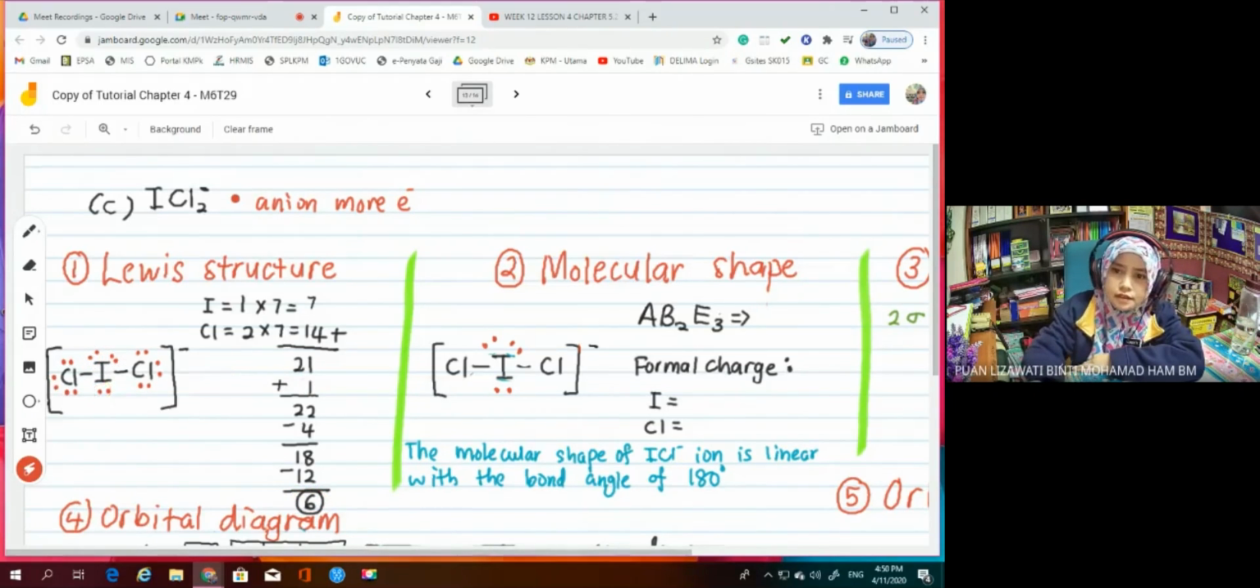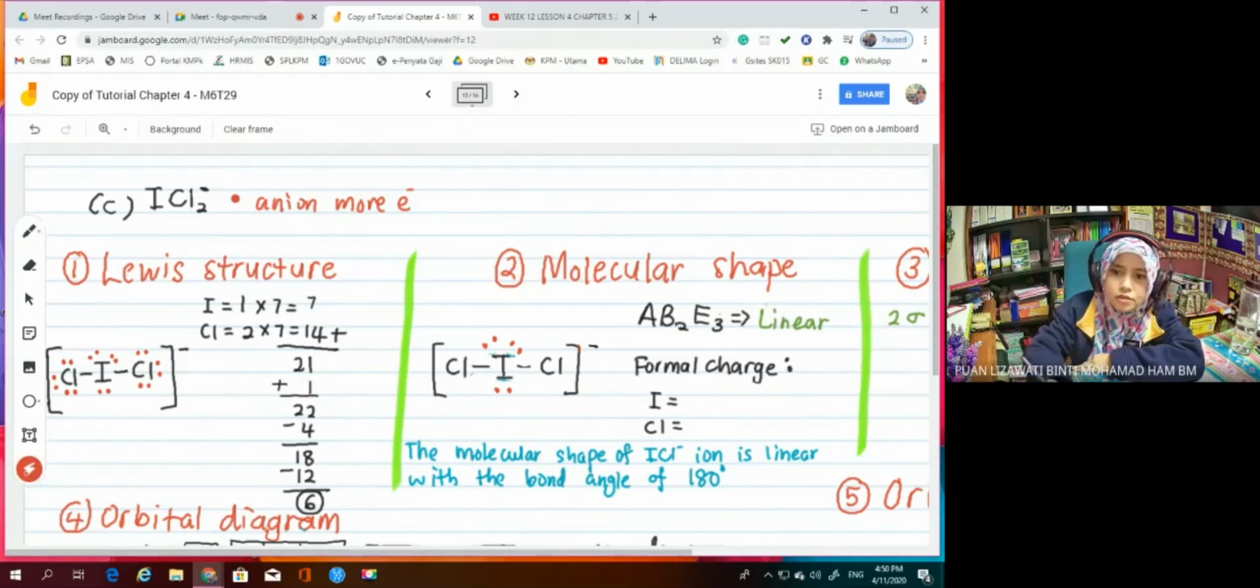Okay, next, molecular shape. First you have to identify the class of molecule. Refer back to the Lewis structure. We have 1, 2 bonding pairs with 3 lone pairs of electrons, so the class of molecule is AB2E3. One more thing, don't forget, because this is an ion, you have to draw the square bracket and the charge. So for AB2E3, the shape here is linear.